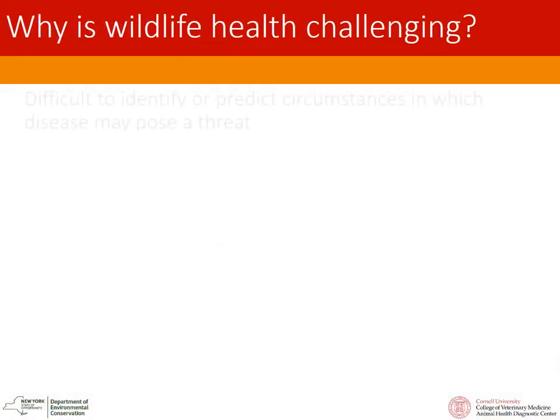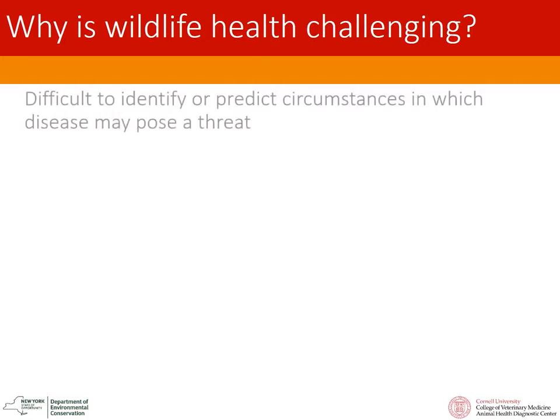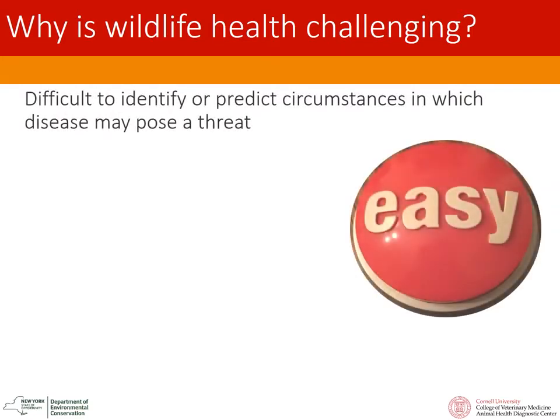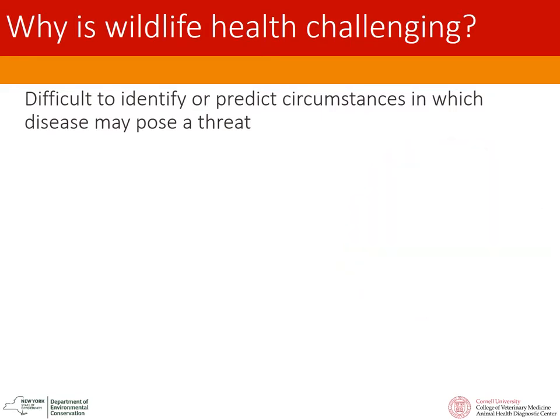So why does wildlife draw the short end of the straw when it comes to One Health? I would say the short answer is because it's not easy. First off, it's difficult to identify or predict circumstances in which disease may pose a threat because we don't have the same level of scientific inquiry and data collection for wildlife.